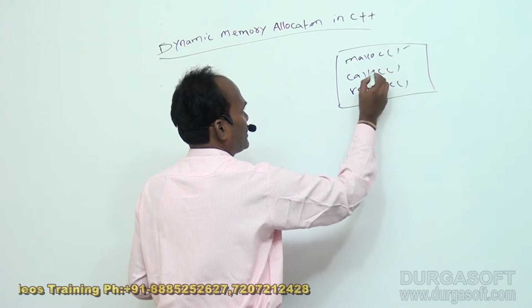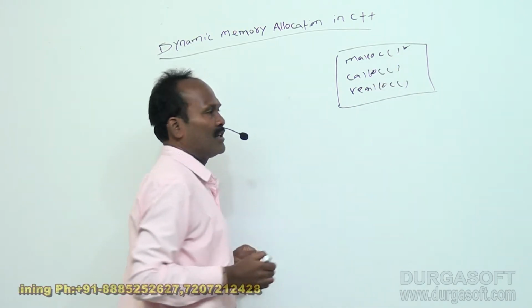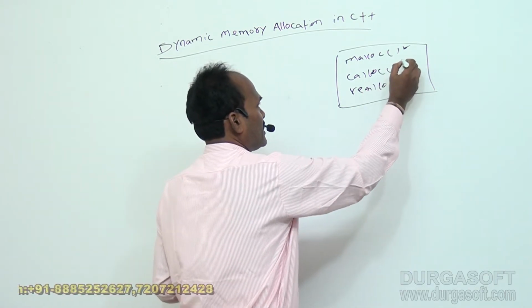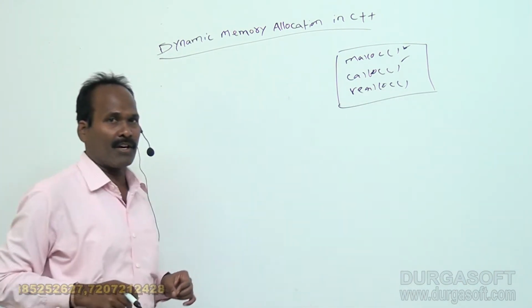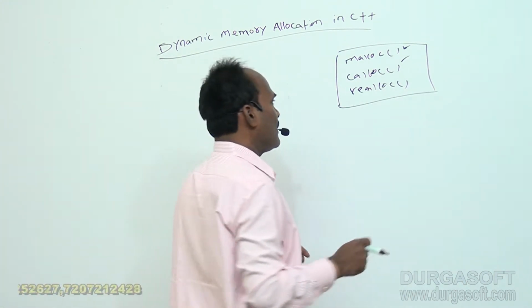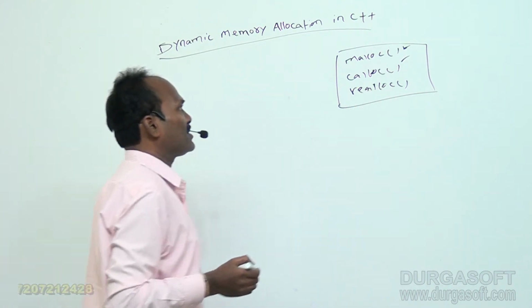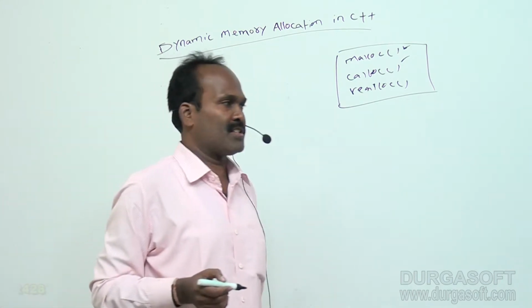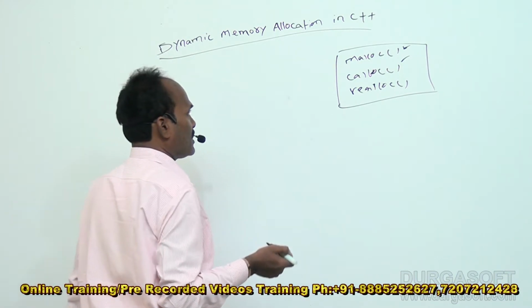Malloc is for memory allocation for integers and floating point numbers, and for arrays and structures we have used the calloc function. For modifying the size of memory which existed previously, we have used the realloc function. These three functions we have used as part of dynamic memory allocation in C language. On malloc, calloc, realloc functions we have discussed some programs also.